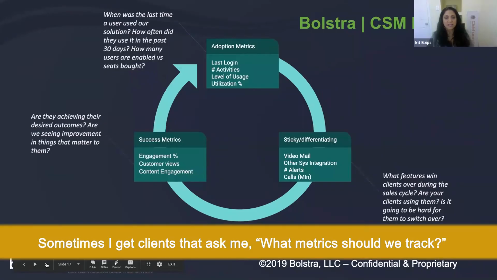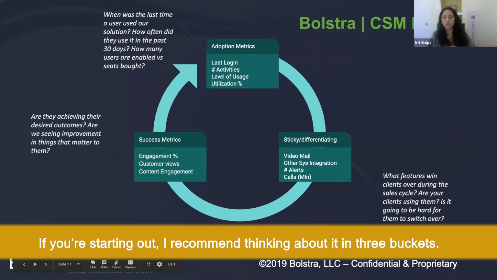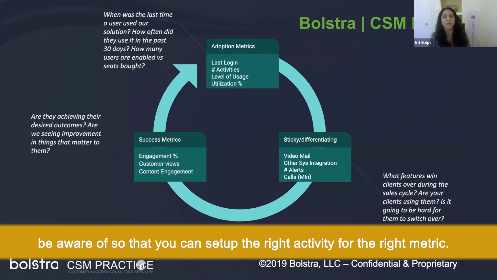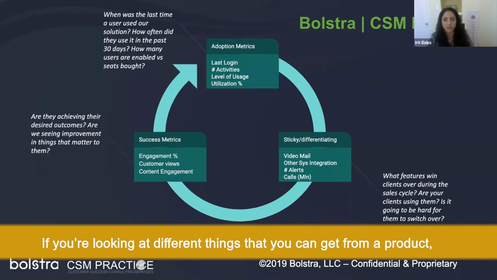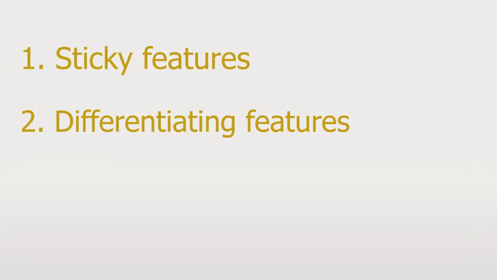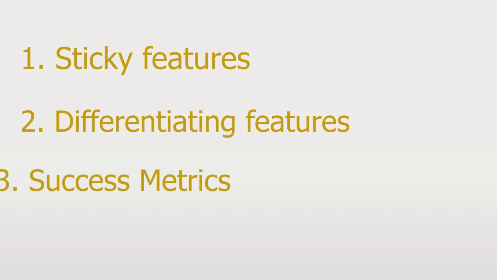So sometimes I get clients that ask me, what metrics should we track? If you're just starting out, I recommend thinking about it in 3 buckets, not necessarily for the scorecard, but just things that you should be aware of so that you can set up the right activity for the right metric. If you're looking at different things that you can get from the product, you want to think through adoption metrics, sticky and differentiating features, and success metrics.